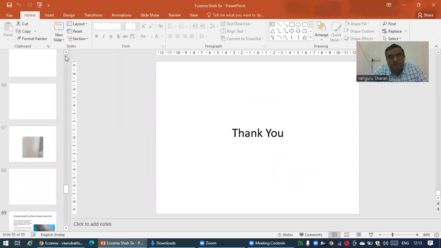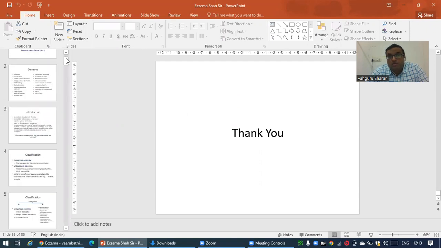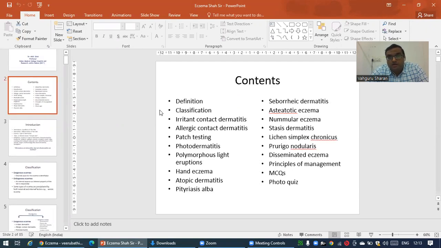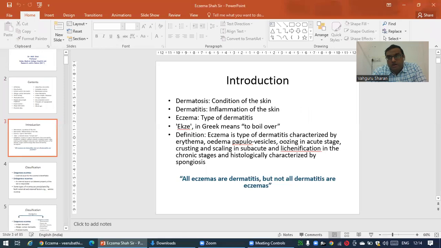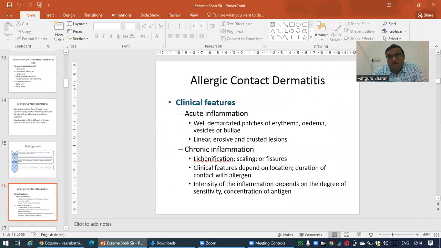Just let's go back once to the first page, the table of contents. We saw the definition, the classification of eczema, allergic contact dermatitis, patch testing. We saw photodermatitis, PMLE, hand eczema, the classical endogenous eczemas of atopic, pityriasis alba, seborrheic, asteatotic, gravitational, stasis, lichen simplex chronicus, prurigo nodularis, disseminated eczema or id reaction, and the principles of management of eczema. So, I hope everything has been very clear and lucid, and you got to understand things.